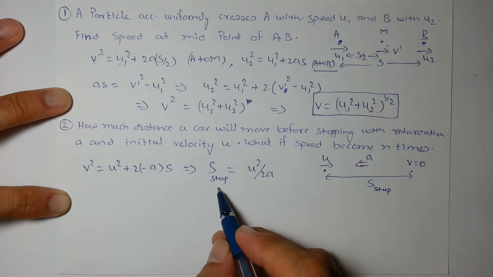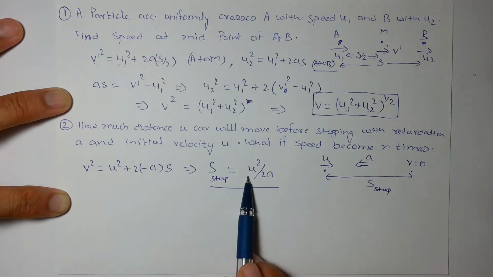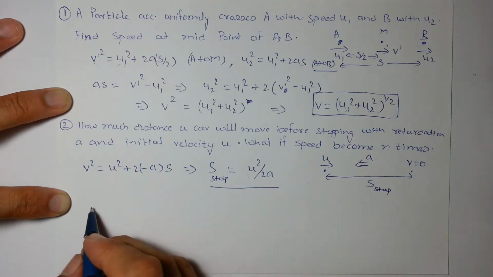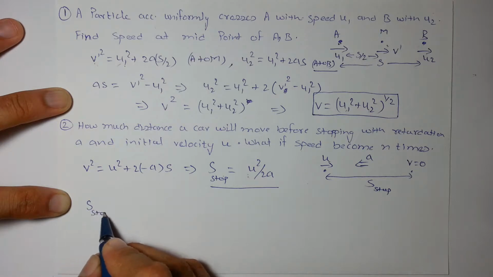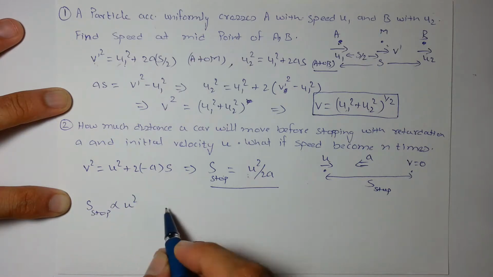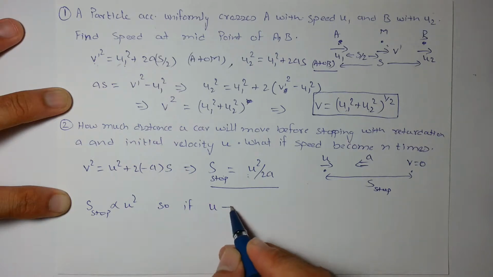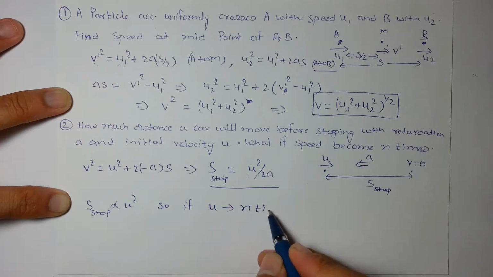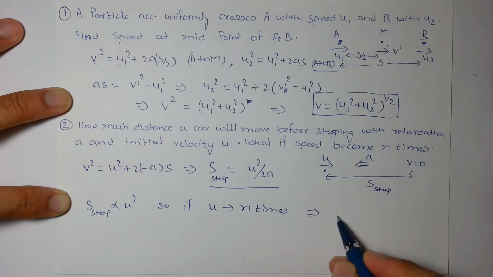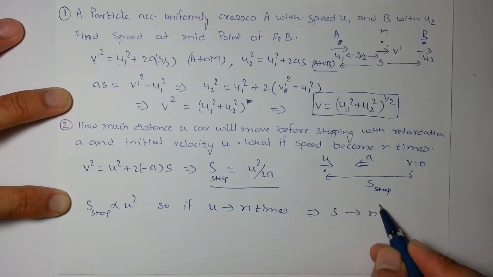This is again a famous expression. Stopping distance is proportional to u square. So if u becomes n times, obviously the distance will become n square times.